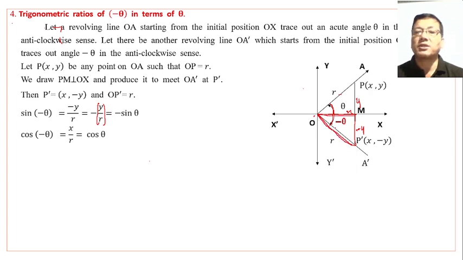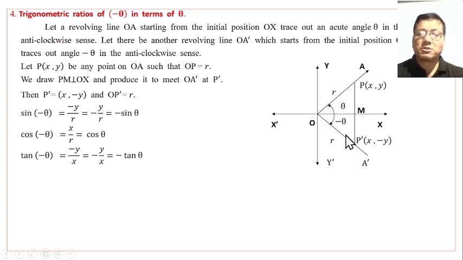The hypotenuse is r and the angle is minus theta, with the base x. In the right triangle, x is positive and r is the hypotenuse. So cos of minus theta is cos theta. Tan of minus theta: in the triangle the angle theta gives tan theta as y by x, so with minus y it is minus y by x. Therefore tan of minus theta equals minus tan theta.